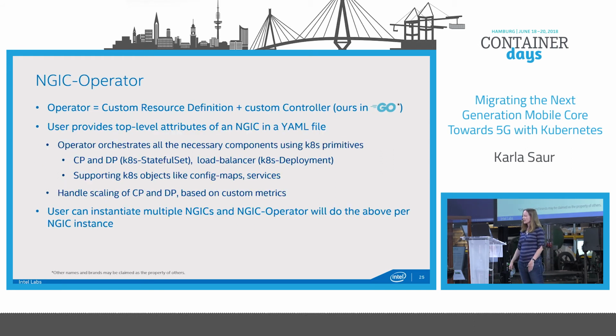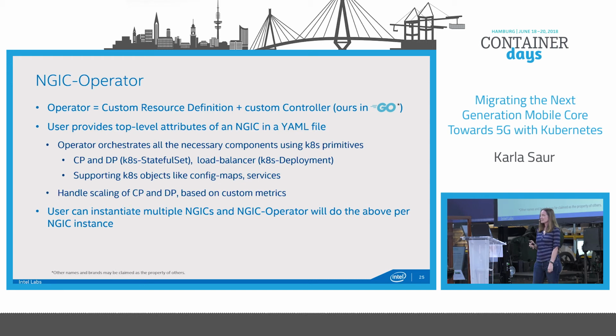Also, we wrote a custom operator for NGIC. We use the Red Hat CoreOS operator framework. And an operator is basically a CRD, a custom resource definition, plus our custom controller, which we wrote in Go. And all the user has to do is provide some top-level attributes of NGIC in a YAML file. I'll show you an example in a minute of exactly what the operator needs to specify. But then from there, the operator orchestrates launching of all the components.